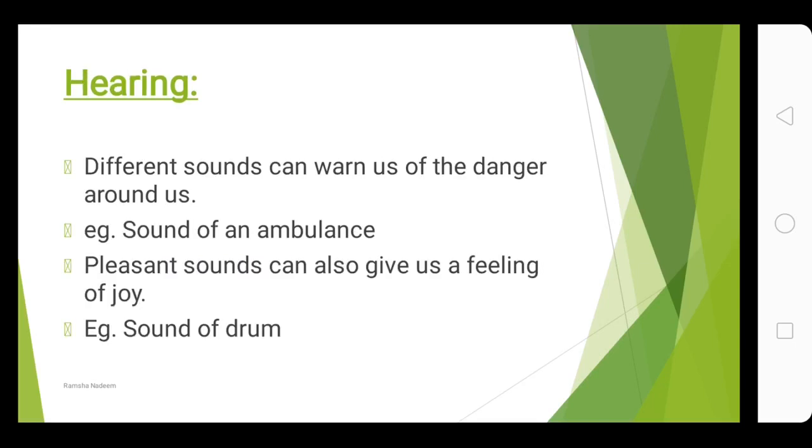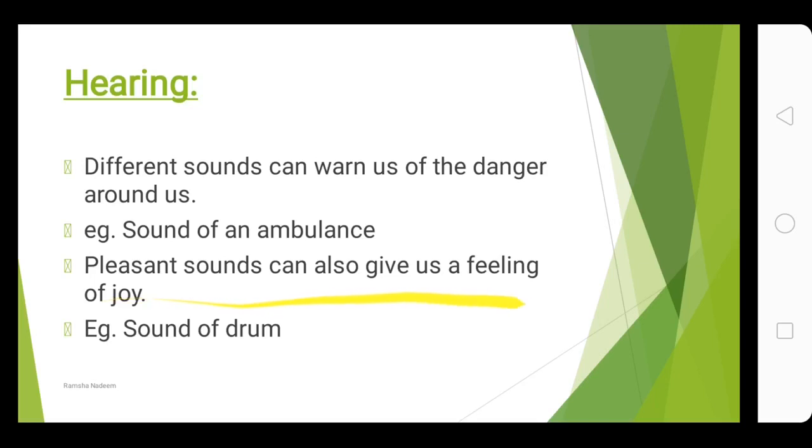Last is sense of hearing. Different sounds can warn us of the danger around us. For example, the sound of an ambulance. Whenever we hear the sound of an ambulance, we get to know, oh my god, there is an emergency right away. So we need to move out of the way and give the ambulance some way to reach its destination. Okay? So it is the sound of that siren on the ambulance that tells us that there is some danger, some serious problem. See?